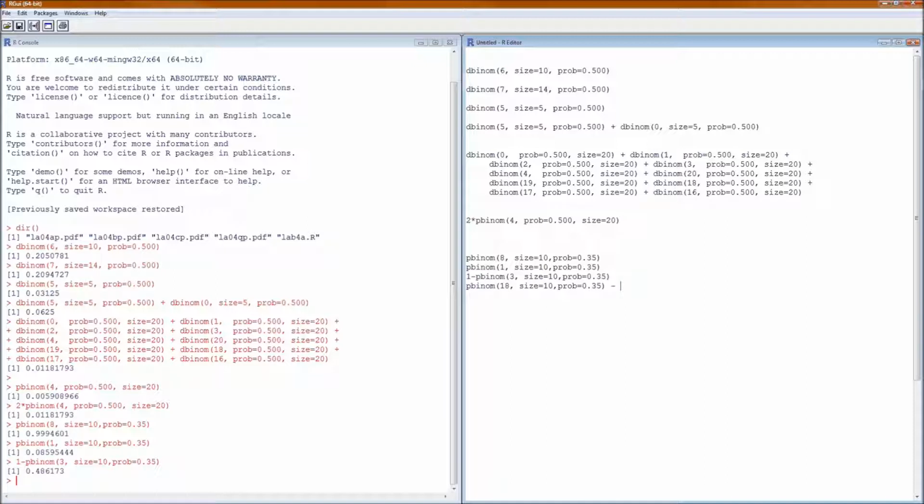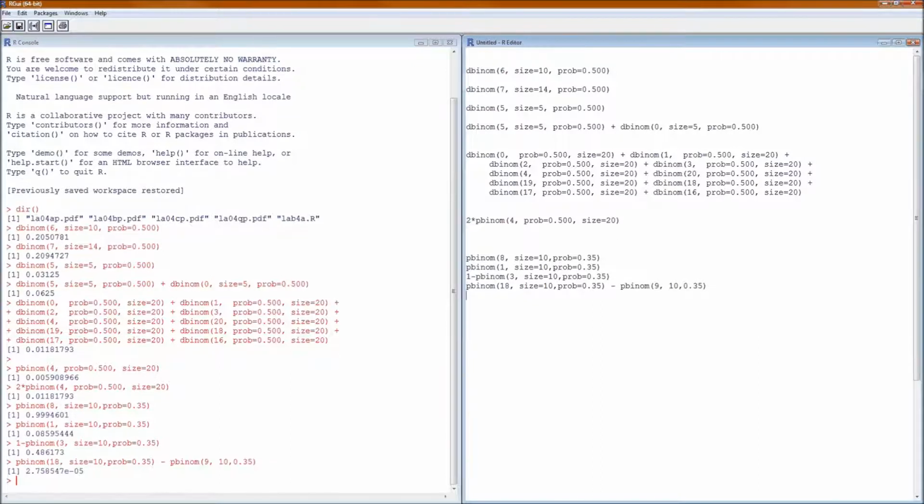Minus the probability x is less than or equal to 9. Hit pause, rethink what I just said. The probability that x is between 10 and 18 inclusive is the same as the probability x is less than or equal to 18 minus the probability that x is less than or equal to 9. Pretty darn small number.